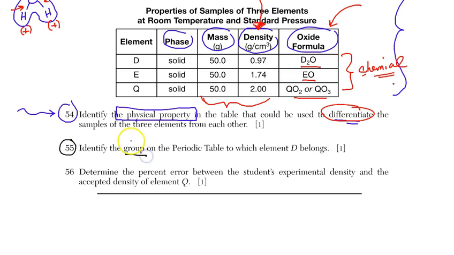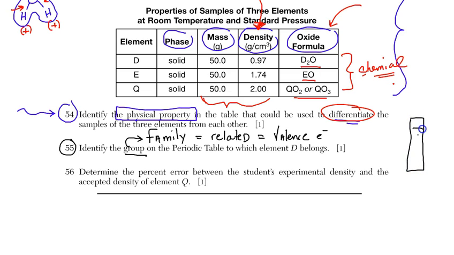Now you should know that a group is also called a family, and they are a family because they're related to each other. And if they're related to each other, they're similar because they have a similar number of valence electrons. Okay, so they're going to be in the same column on the periodic table. Now, okay, Mr. Gratzky, I got all that, but how do I know which column they belong to? It's elements D, E, and Q. They don't exist. I can't look for them.